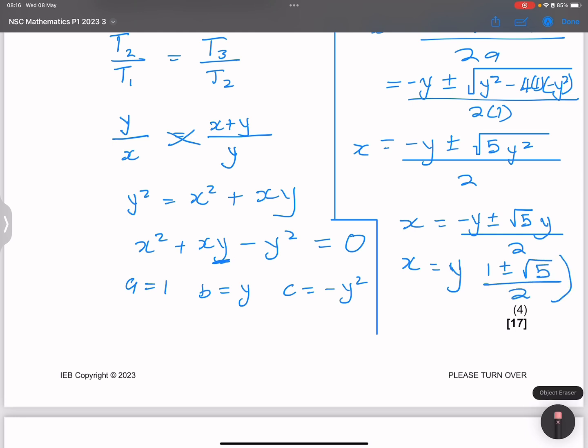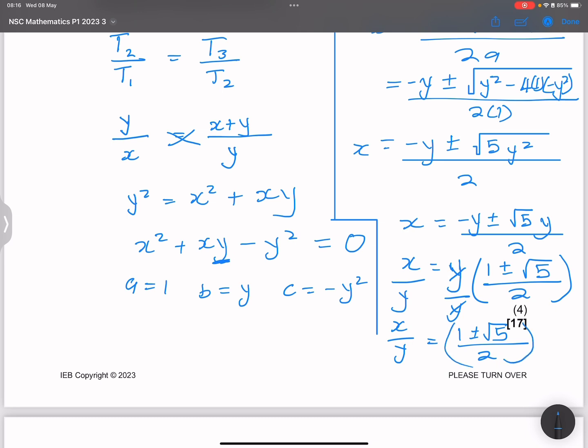In fact, I'm just going to leave it in that format. So divide both sides by y because we wanted to find the ratio. So x over y will be that entire ratio, which is 1 plus or minus root 5 divided by 2. That's the numerical value. Sorry that I had to squeeze that in there, I did not have enough space.